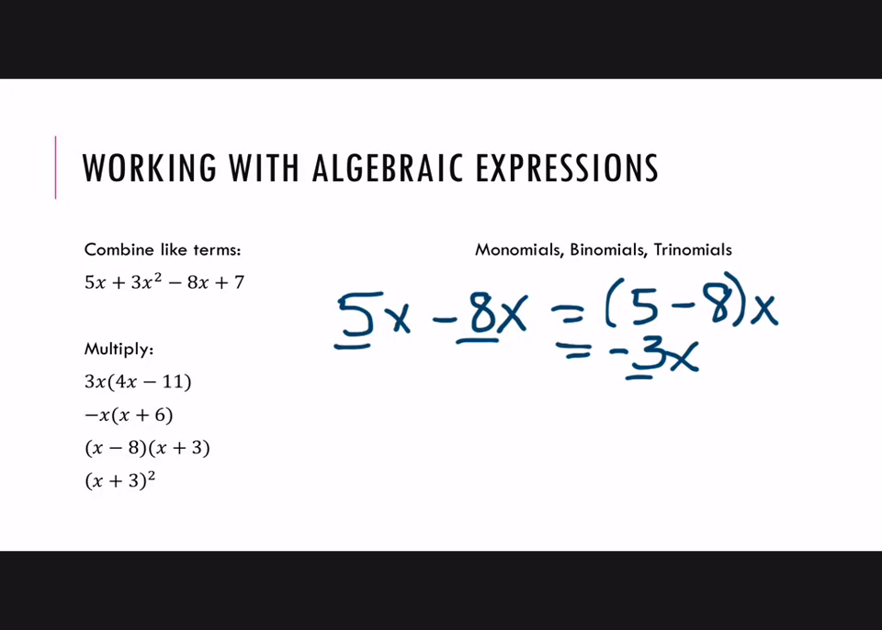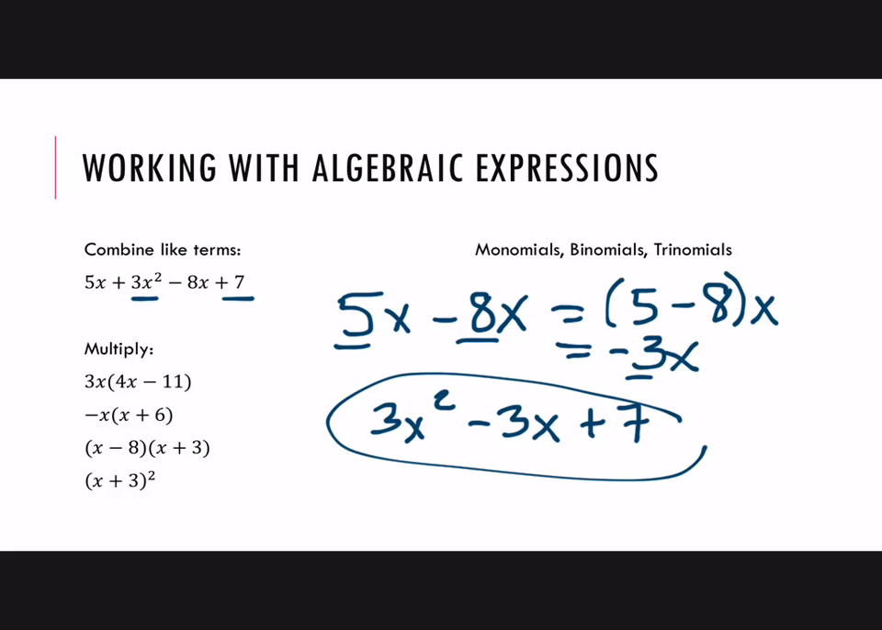So now we have 3x squared, a positive 7, and a negative 3x. I'll rewrite that, and we usually write that with the highest exponents first. So that would be 3x squared, then minus 3x, and then plus 7. Now none of these are like terms since I have x squared, x, and then just a number. So that's the final answer.